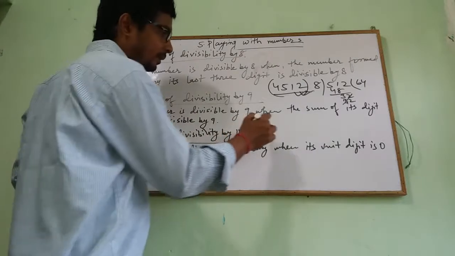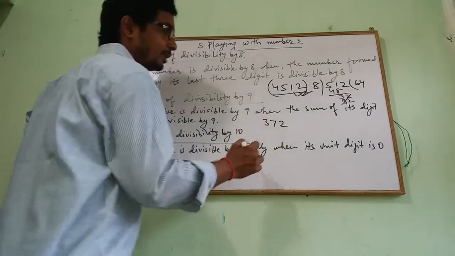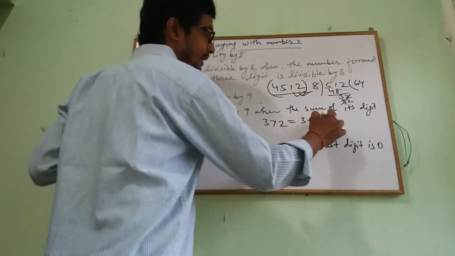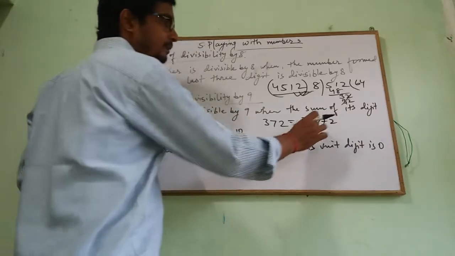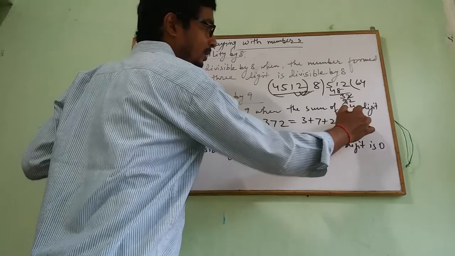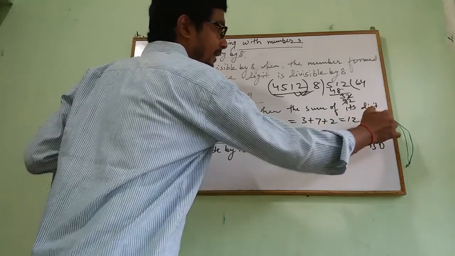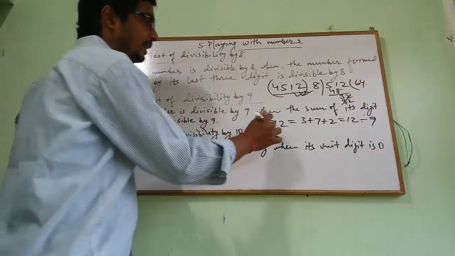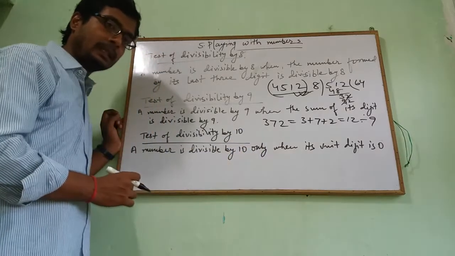Let's take one example: 372. Its sum is 3 plus 7 plus 2. 7 plus 2 becomes 9, 9 plus 3 becomes 12. Is 12 divisible by 9? No. Then 372 is not divisible by 9.